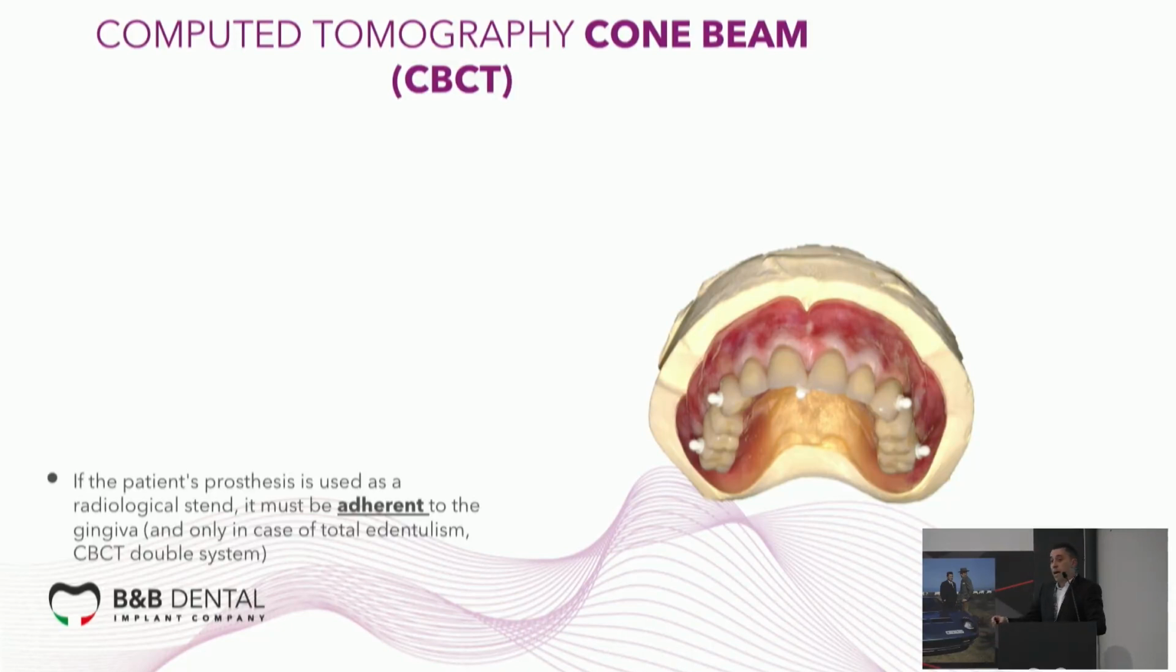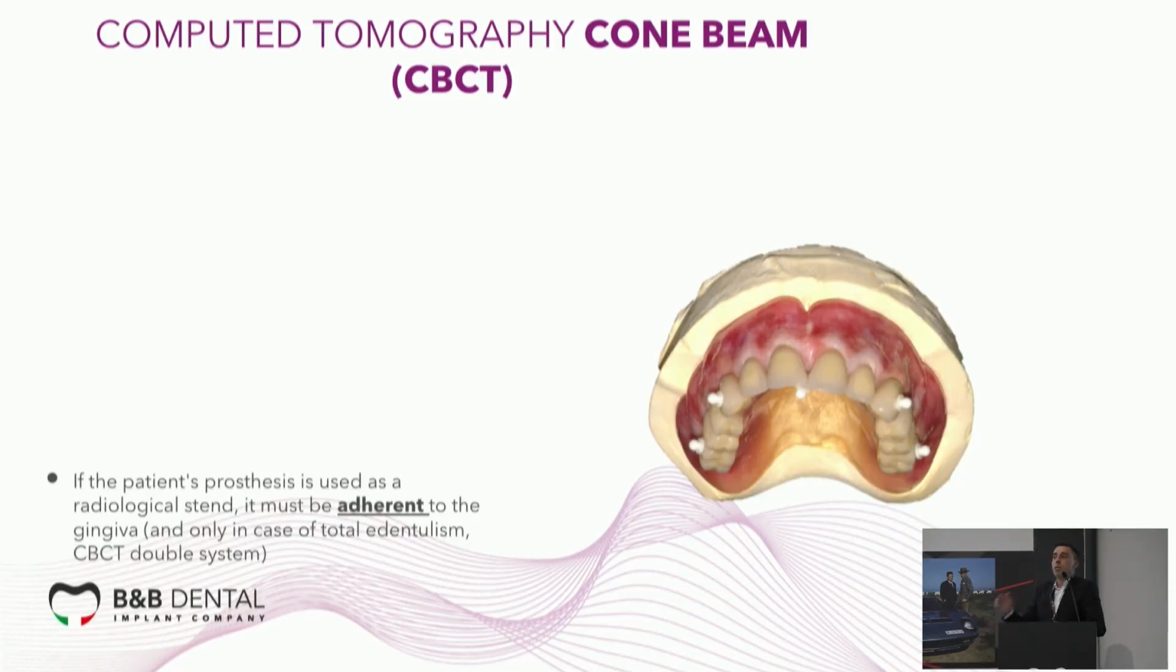If the patient has a prosthesis in his mouth, you can use the patient's prosthesis as a radiological template. But the prosthesis must be adherent to the gingiva, okay? And only in case of total edentulism, you can perform the double CBCT system.